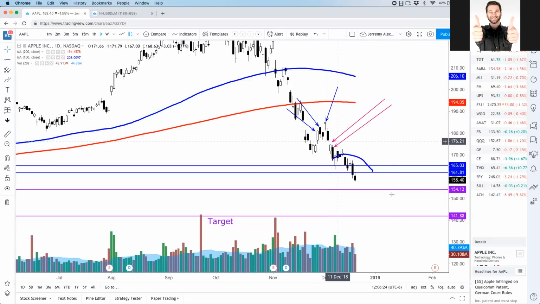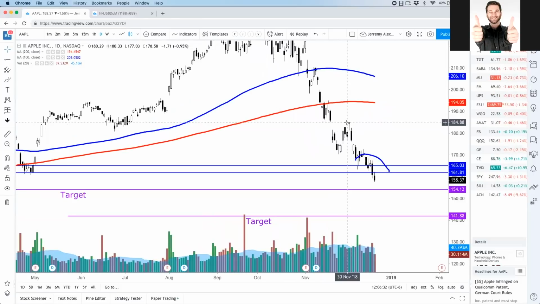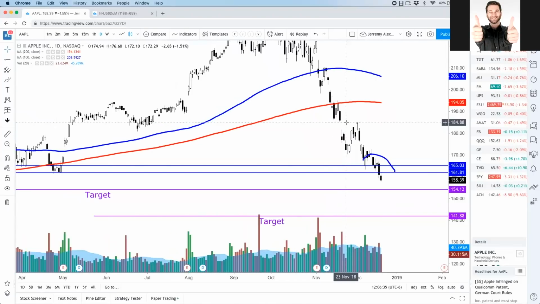So right now, 154.12 is the next stop on Apple, and then most likely as low as 141.88. And that will kind of drag the market down as well. If Apple keeps going down, the markets will likely keep going down. So what questions do I have? For those who are here live, if you have any questions, let me know. But those are really it.